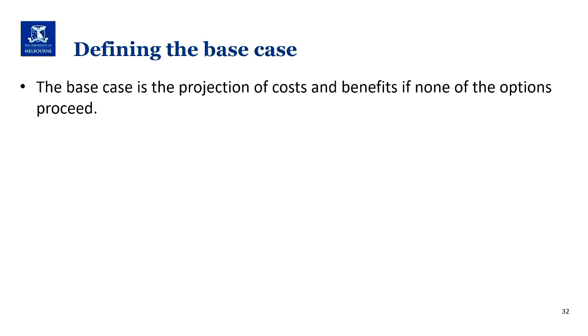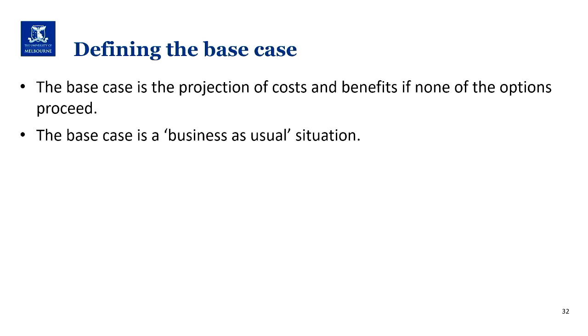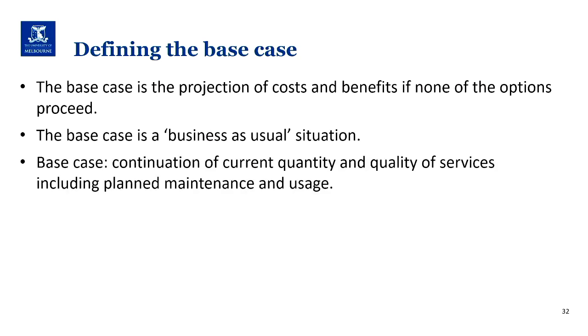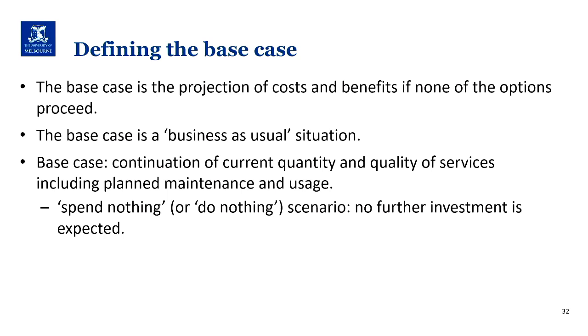So this is a projection of cost and benefits if none of the options proceed. It is like if you just stay the same. Then this is a business as usual situation, as I was telling you. The business case is, in other words, a continuation of current quantity and quality of services, including plant maintenance and usage. So this means that you don't require additional investment just to keep it running like that. Sometimes you are going to see a do nothing option or do nothing scenario.